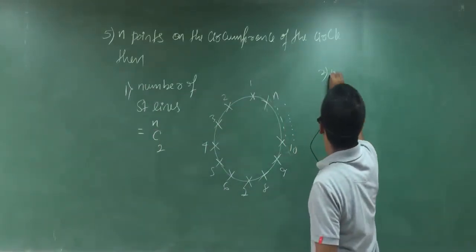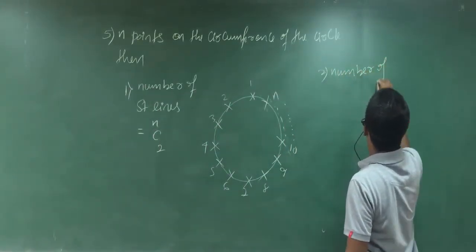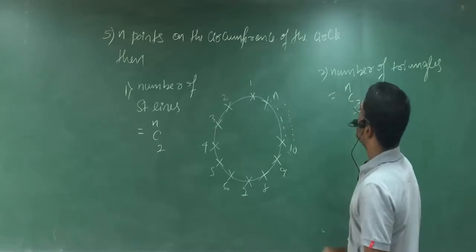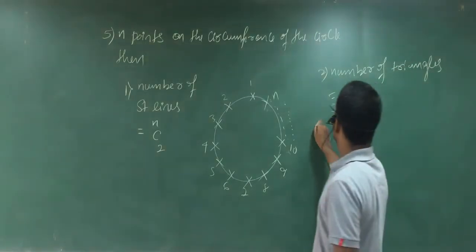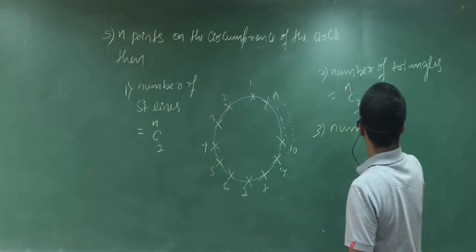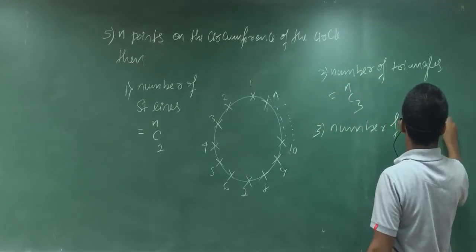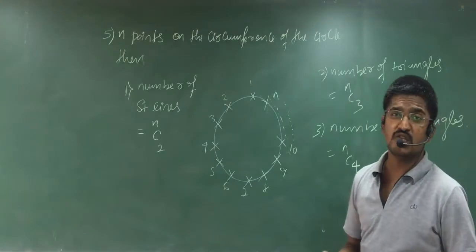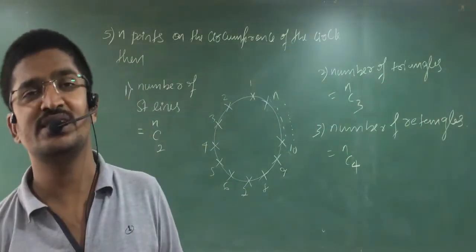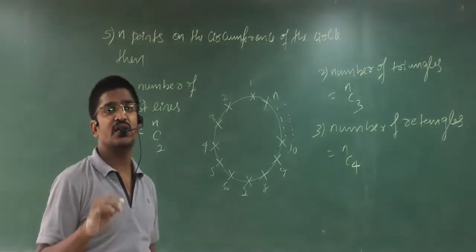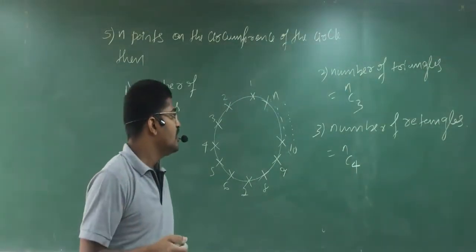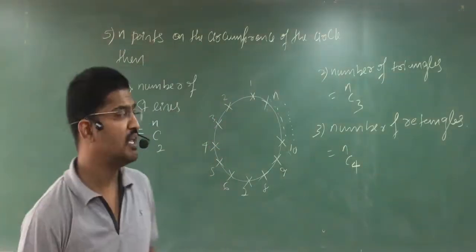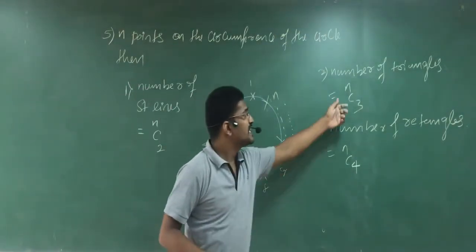Second one, number of triangles is equal to NC3. Third one, number of quadrilaterals will be equal to NC4. Again, number of pentagons is NC5. Number of hexagons is NC6. Number of heptagons is NC7. So like that, the number of octagons is NC8, nonagon NC9, decagon NC10, and so on. Clear? For a straight line, NC2. For a triangle, NC3.